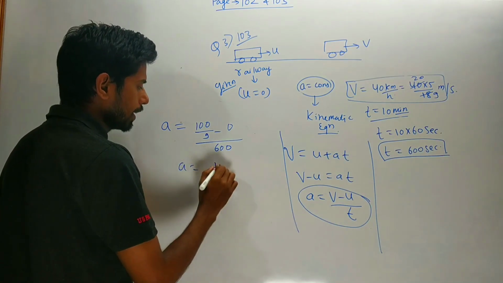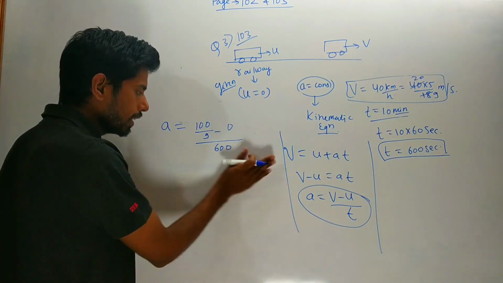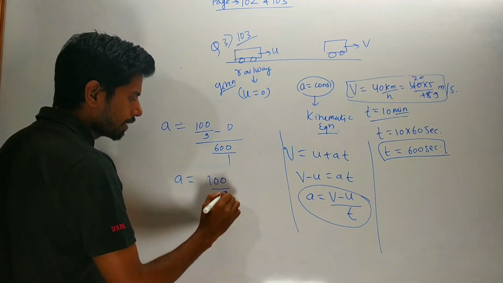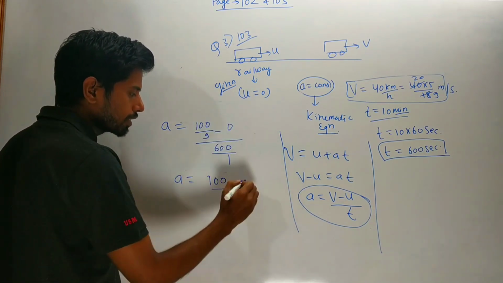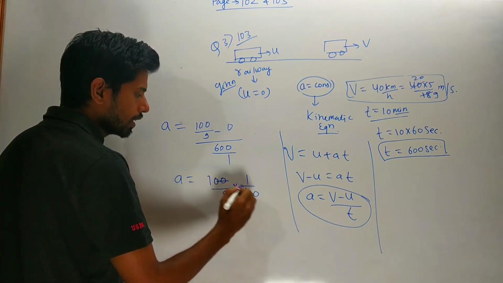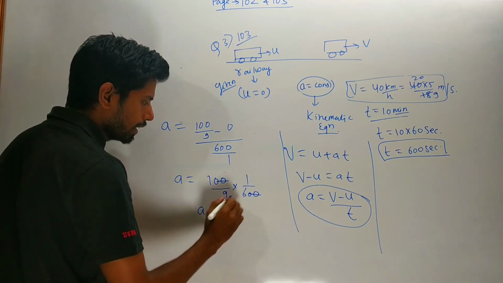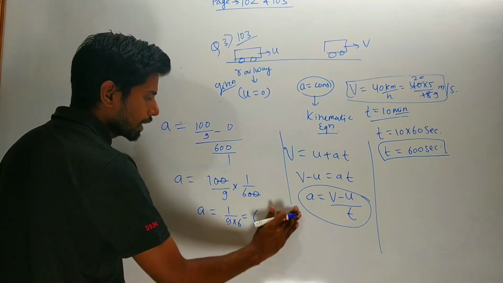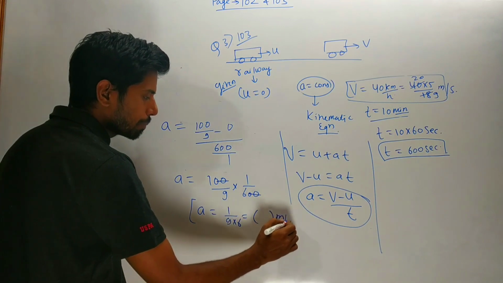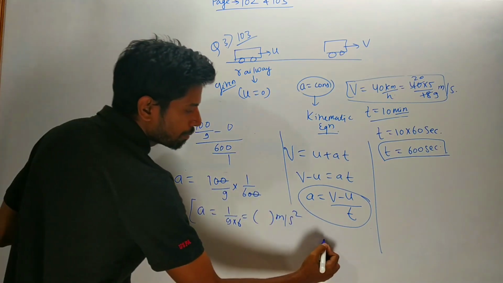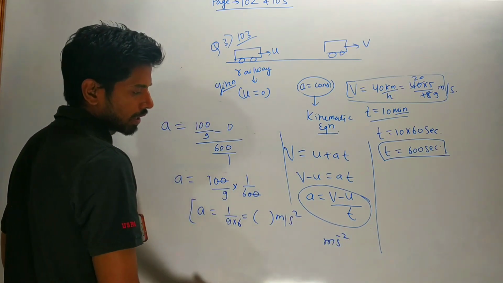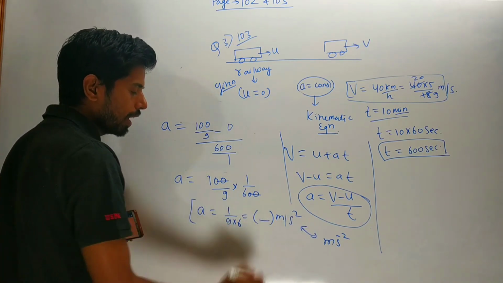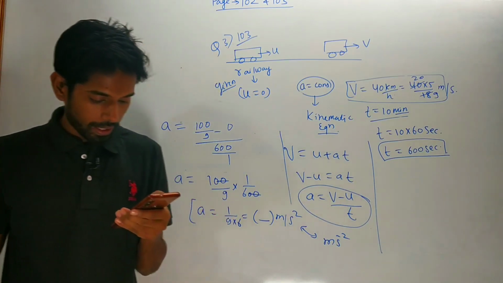Okay, so a is how much? 100 upon 9, in denominator you can write 1. Now what is the value of a? 100 upon 9 into, now it will reverse, 1 upon 600. Now this is a is equal to 1 by 9 into 6. You again solve this and you comment me what is the unit of acceleration? Meter per second square. You can also write meter second to the power minus 2. Both are correct. So you have to divide it and comment me the answer. Let's see who can solve.